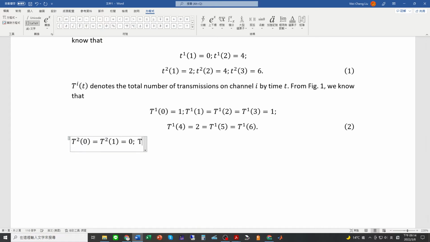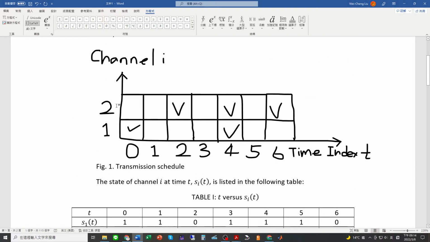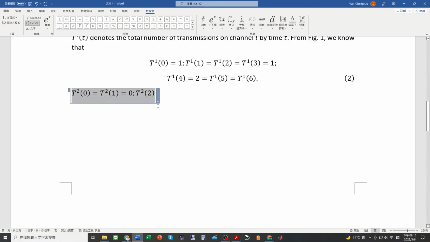Then we want to find T2 of 2. T2 of 2 is on channel 2 and by time 2, there is one transmission in total. And by time 3, there is also one transmission. So T2 of 2 is equal to 1 and is equal to T2 of 3.